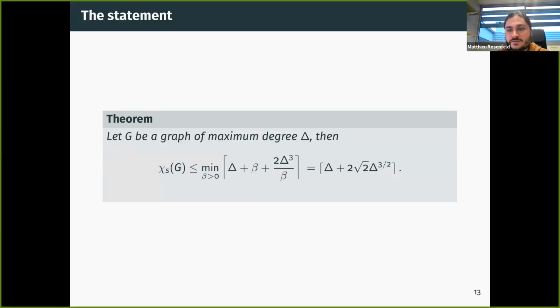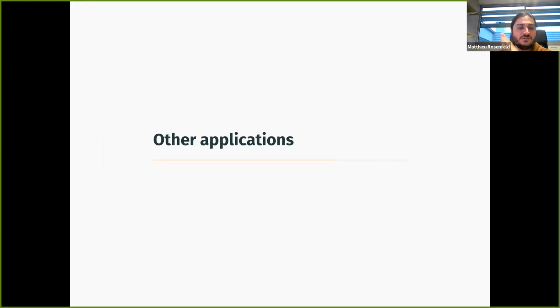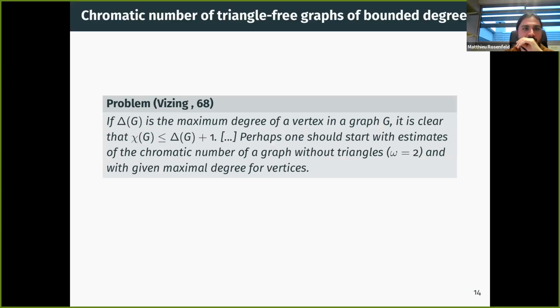Okay, so I'm done with giving you proofs. I will conclude by mentioning a few applications of this technique which are more complicated, so I'm not going to do them, but to give you some idea of what it can be applied to. So let me mention this problem. I think this is the most interesting result related to this technique.